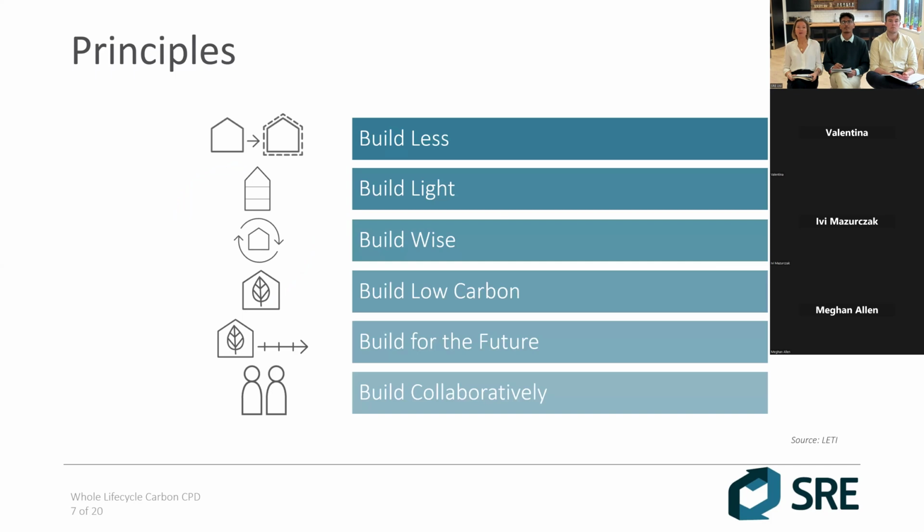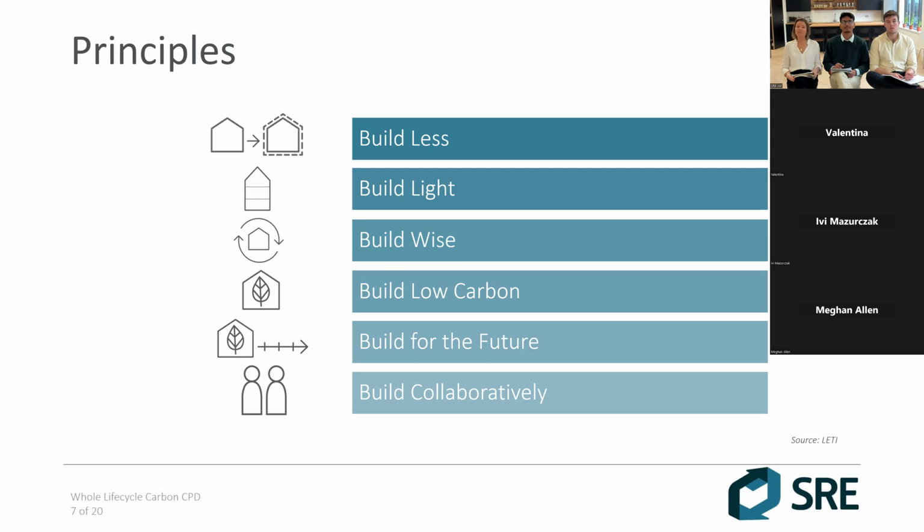When we carry out whole life cycle carbon assessments, we obviously follow RICS guidelines. These are also the LETI principles which complement it. If we are going to reduce the carbon footprint of the built environment, it goes without saying that we need to build less. We need to retrofit wherever possible. And we need to also build light, which goes slightly hand in hand. Lightweight structures use less material, so less material needs to be sourced and less material needs to be transported to site.